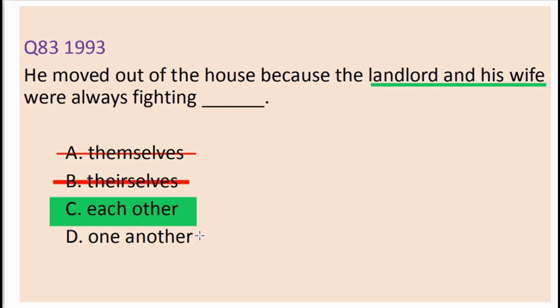Option D, one another. This could be correct if they are more than two. But of course, they are just two, the landlord and his wife. So one another is wrong. The correct option is option C, each other.